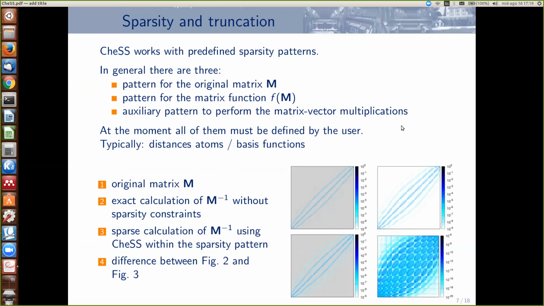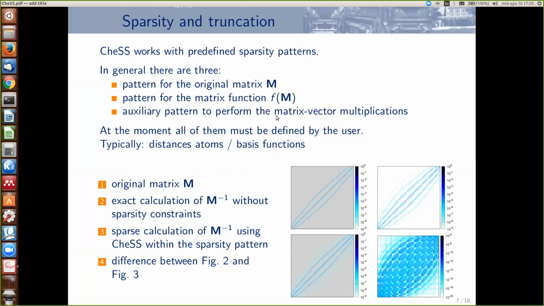I've already told you about sparsity. So CheSS can exploit sparsity in order to reach linear scaling. In general, we have 3 different sparsity patterns. First of all, the one of the original matrix M, so that's the input that you give to CheSS. Then the sparsity pattern of the function that comes back from CheSS. In general, this sparsity pattern is slightly larger, since the matrix function in general extends the content of M a little bit. And then we also have an auxiliary pattern that we need to perform the matrix multiplications.